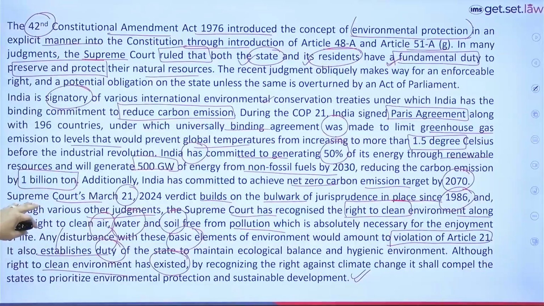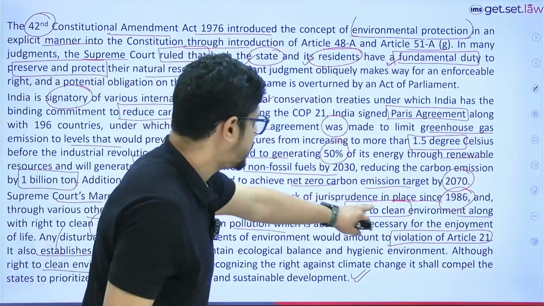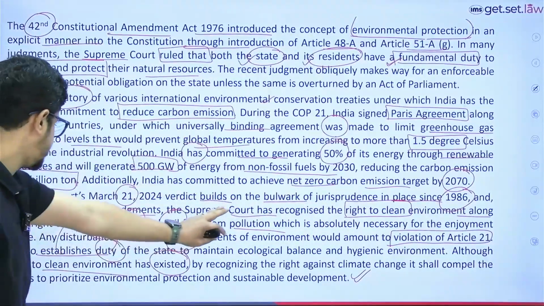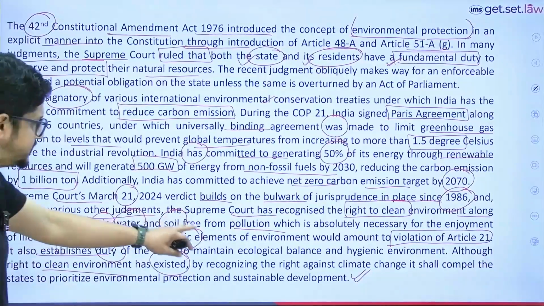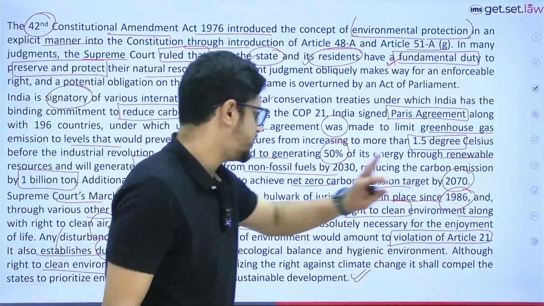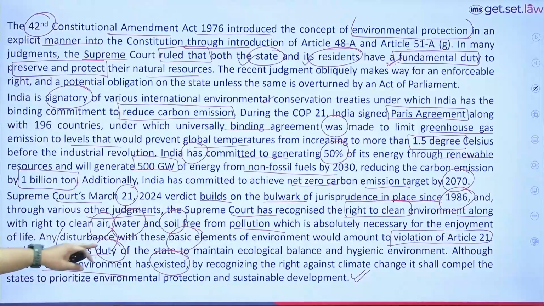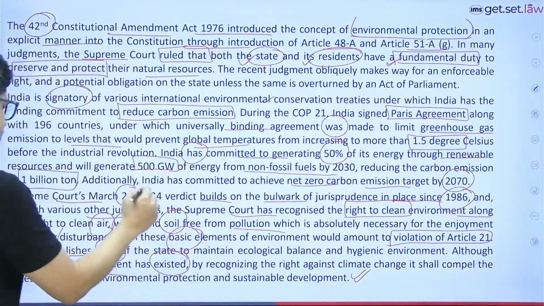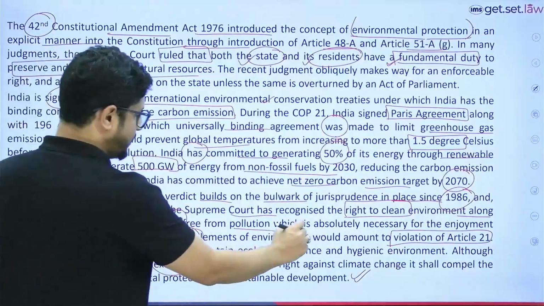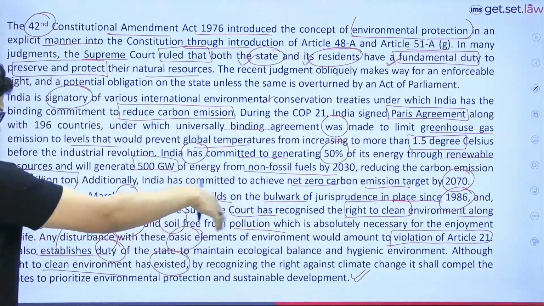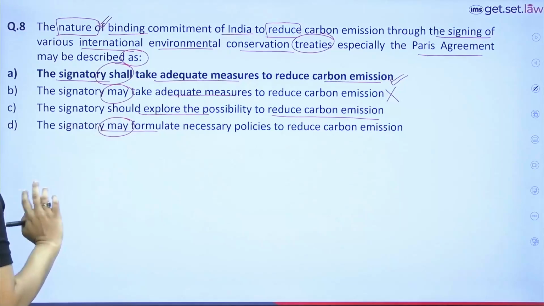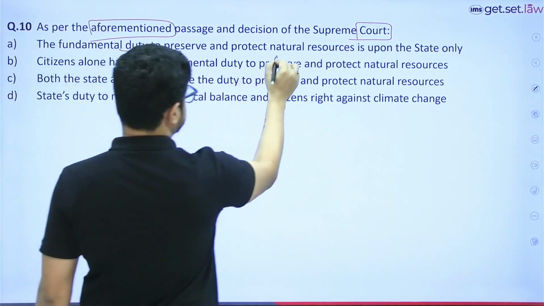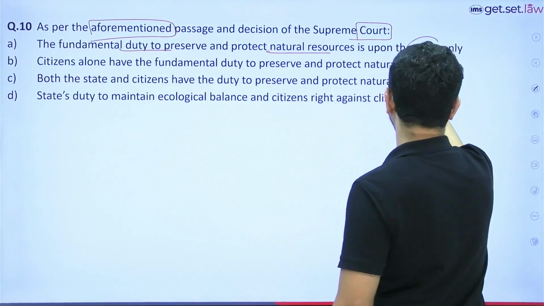It says builds on the bulwark of jurisprudence, right to clean environment. This is what they are saying. Any disturbance with these elements will raise a violation of your right to article, and establishes a duty of the state to maintain ecological balances and also to prioritize environmental protection and to process everything which is right against the climate change. First, fundamental duty to preserve and protect natural resources upon the state only.